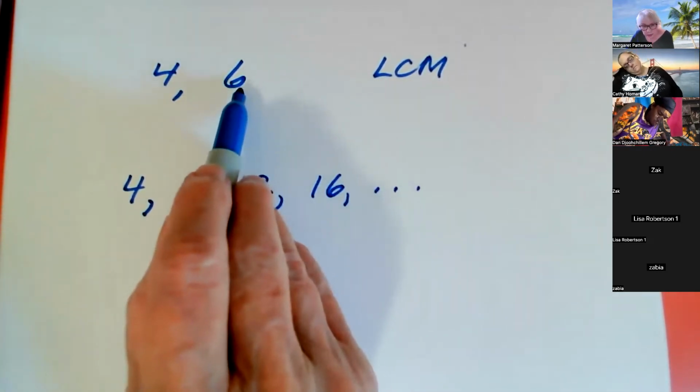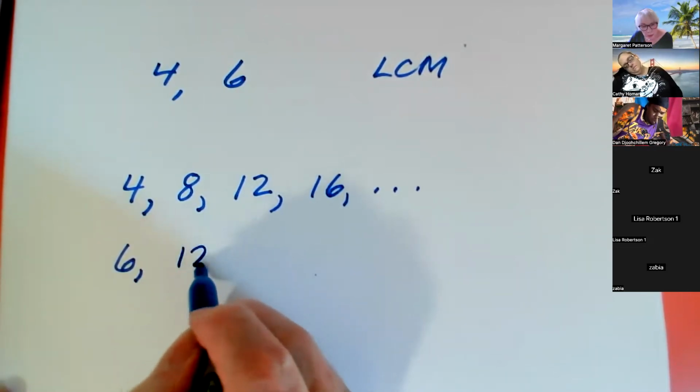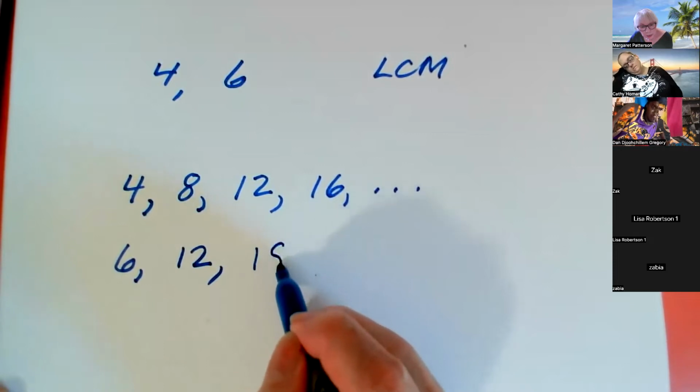Now I want to do 6. The multiples of 6 are 6. 6 times 2 is 12. 6 times 3 is 18.